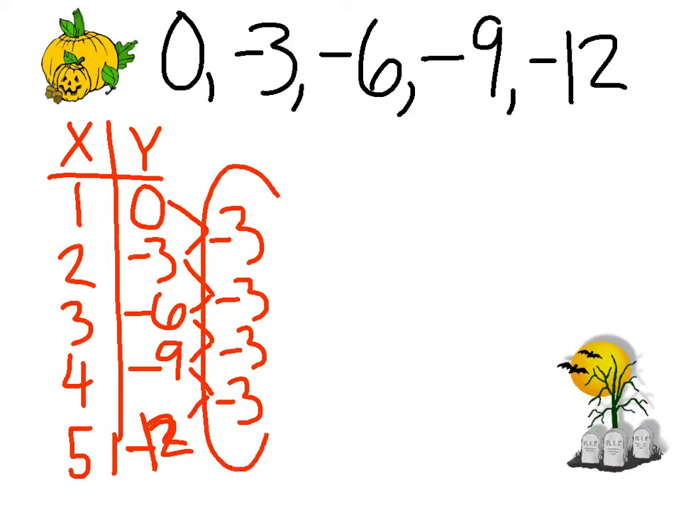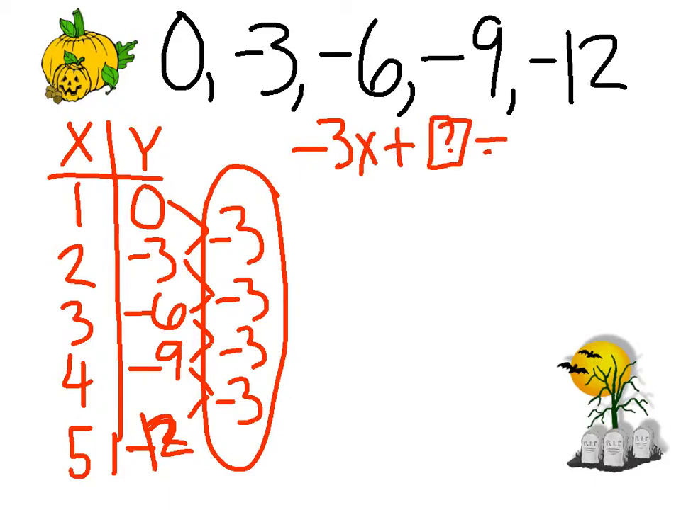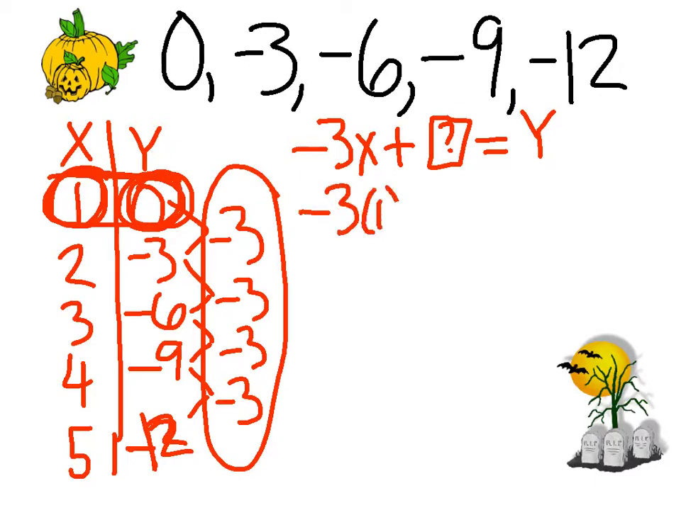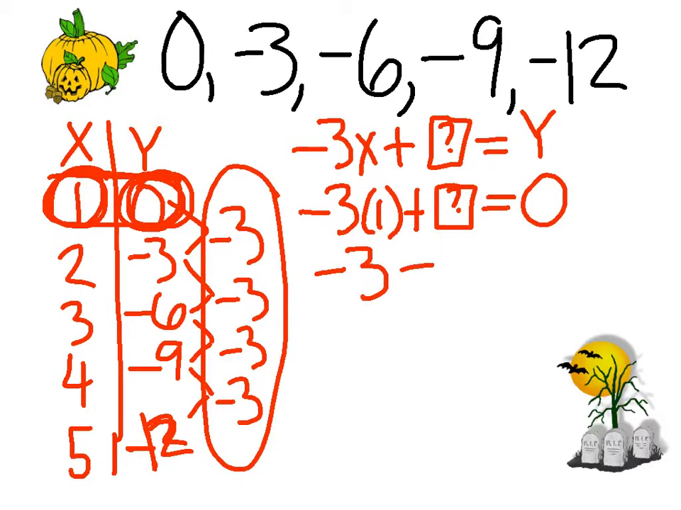Alright, that means negative 3 is going to be our coefficient. So we have negative 3x plus our number, which we don't know yet, is equal to y. Next thing we want to do is plug in one of our ordered pairs. So I'm going to go ahead and pick the first one. So we plug in 1 for x, and we plug in 0 for y, and then we solve for our number. So negative 3 times 1 plus that number is equal to 0. Negative 3 times 1 is just negative 3.